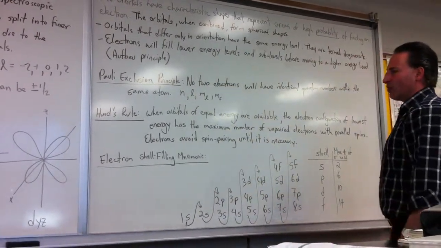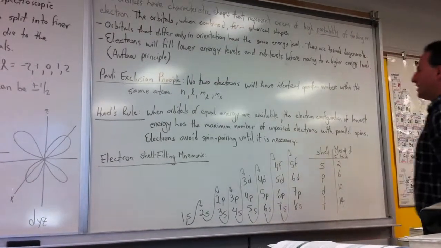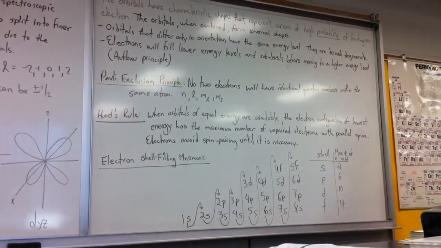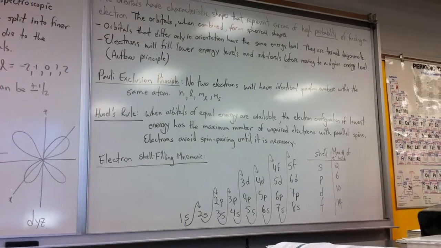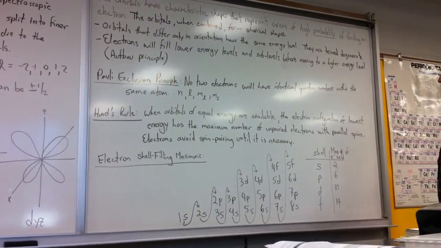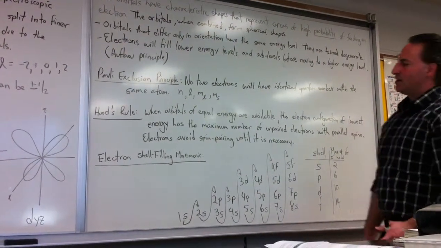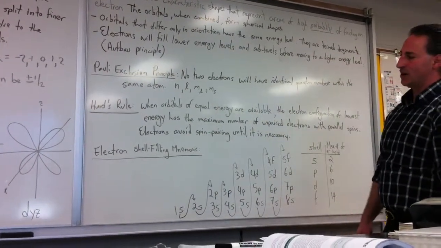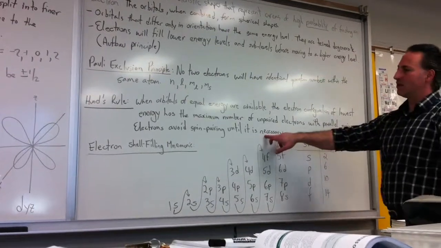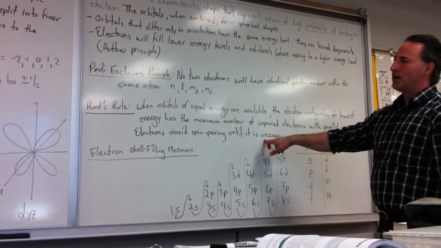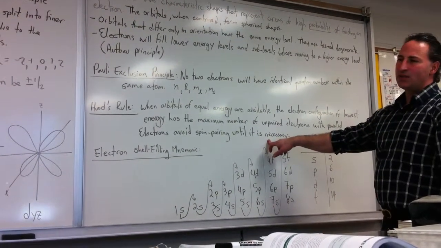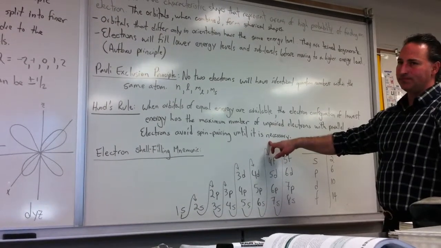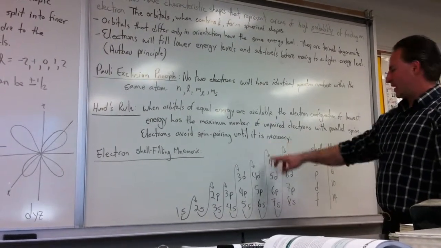Hund's rule states that when orbitals of equal energy are available, the electron configuration of lowest energy has the maximum number of unpaired electrons with parallel spins. So it's another way of saying that the electrons avoid spin pairing until it is absolutely necessary. And this rule sometimes gives rise to exceptions to the shell filling rules that we have here.